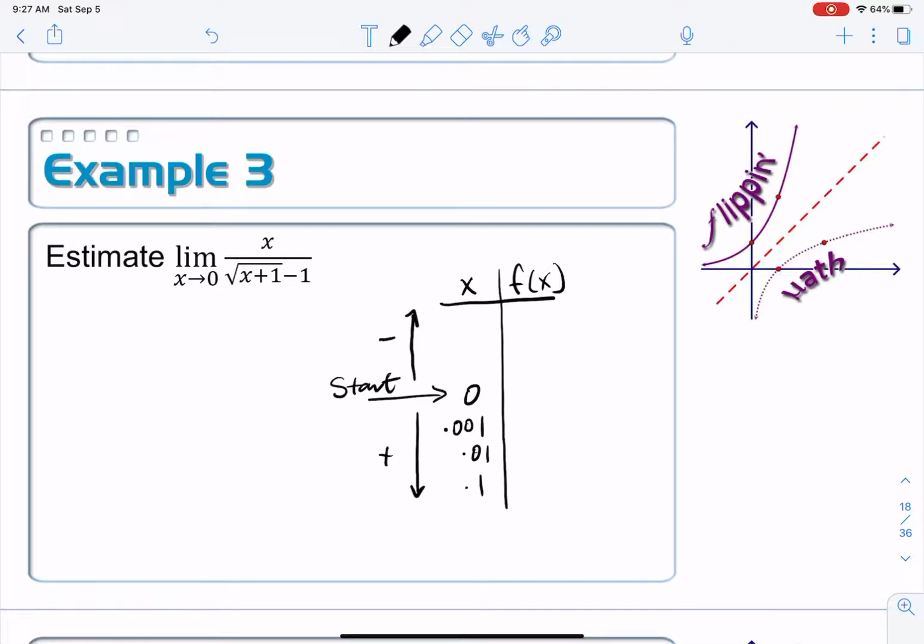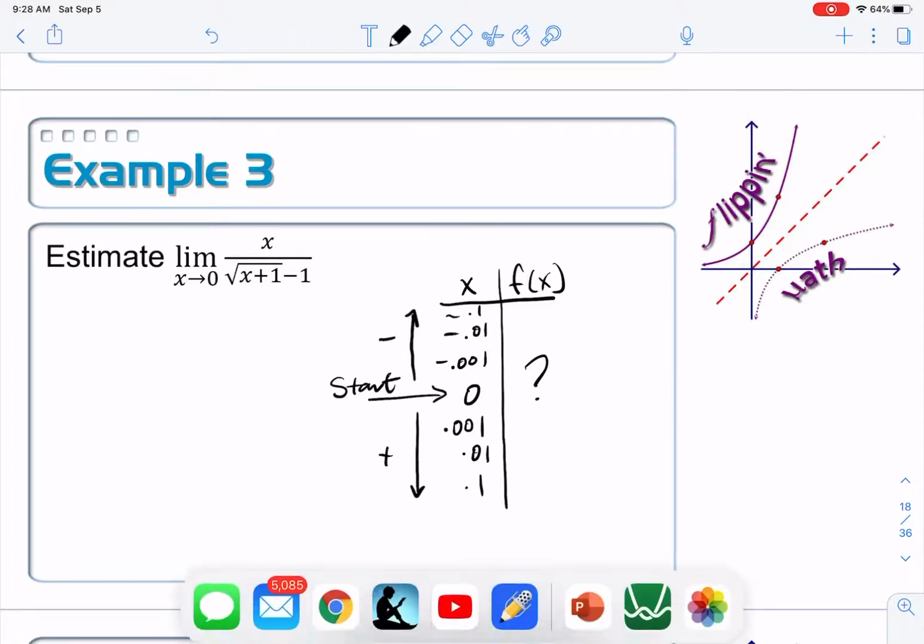And since this is at the origin, this should be negative 0.001, negative 0.01, and negative 0.1. And then our calculator should find the corresponding y values for each of those points. Let's see if it can handle it.